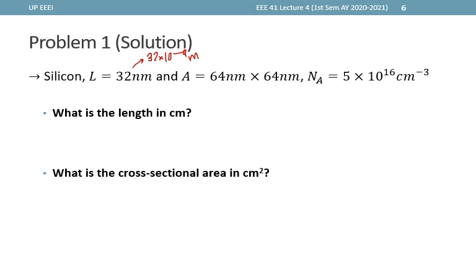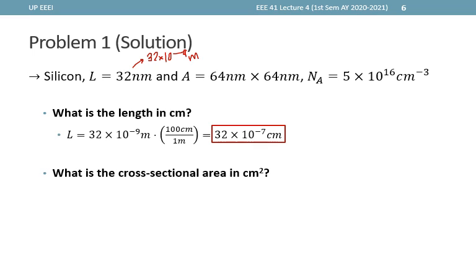So we convert the length to centimeters by multiplying 32 times 10 raised to minus 9 meters by 100 centimeters per 1 meter to cancel the meter. So basically we're multiplying by 100. So the length in centimeters is 32 times 10 raised to minus 7, going from minus 9 to minus 7.